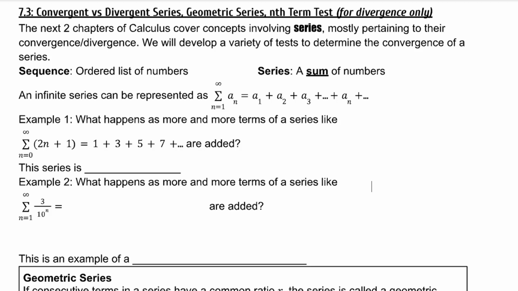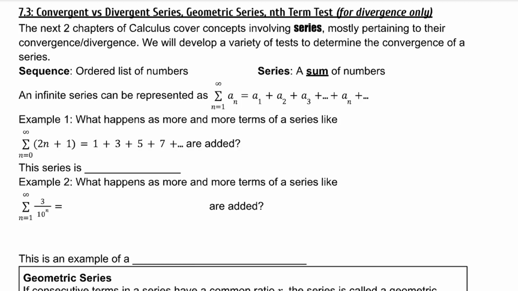The next two chapters of calculus cover concepts involving series, mostly pertaining to their convergence or divergence. We will develop a variety of tests to determine the convergence of a series. As a review, a sequence is an ordered list of numbers, but a series is a sum of numbers. An infinite series can be represented using the summation symbol. n equals 1 is our starting point, and up to infinity.